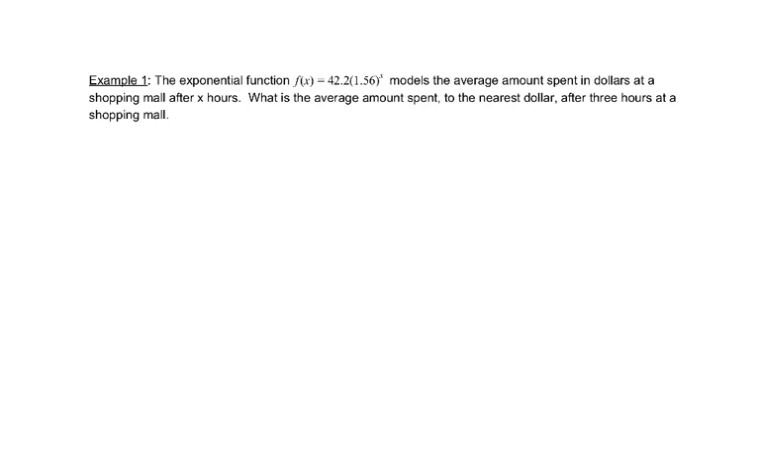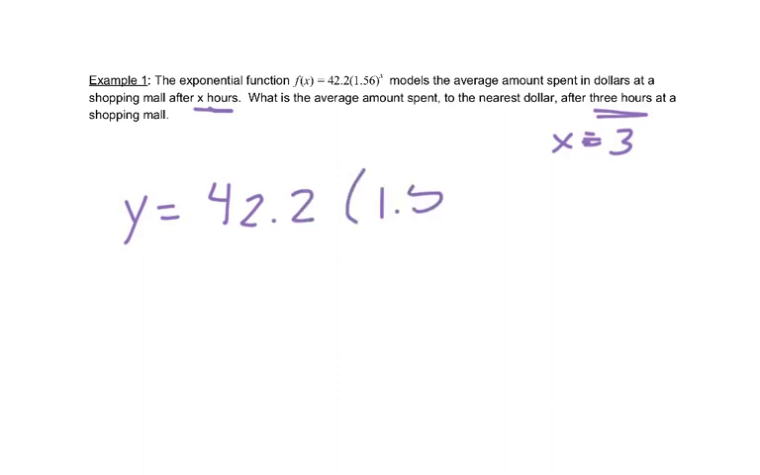So here's an exponential function. It models the average amount spent in dollars at a shopping mall after x hours. So the question says, what's the average amount spent to the nearest dollar after 3 hours? The 3 hours, it tells us here that x is the hours. So this is saying that x is equal to 3. So we have y equals 42.2 times 1.56 to the third power. You can type that in your calculator just exactly like you see it.